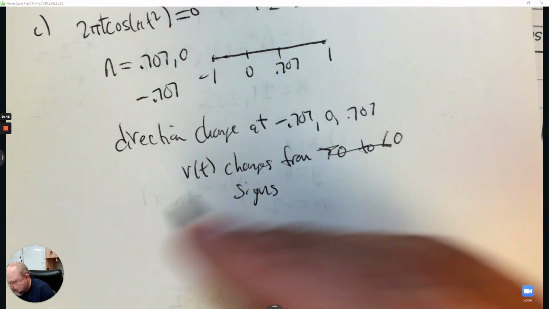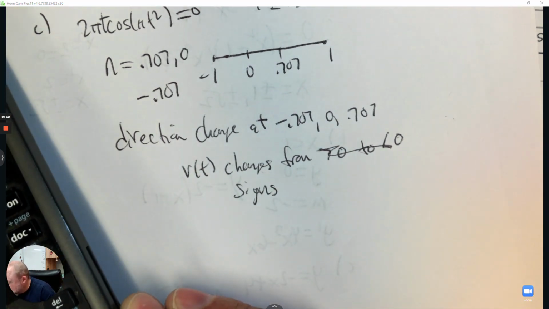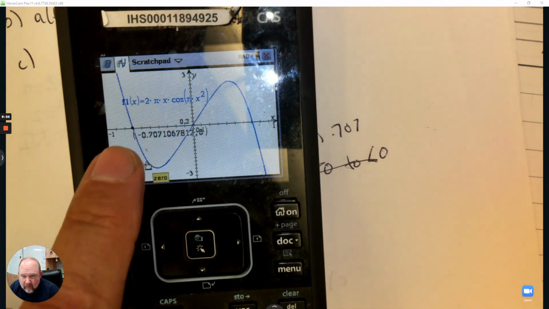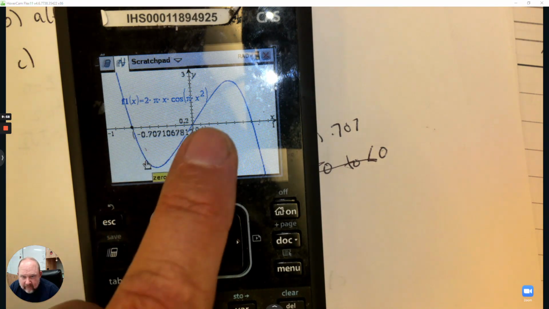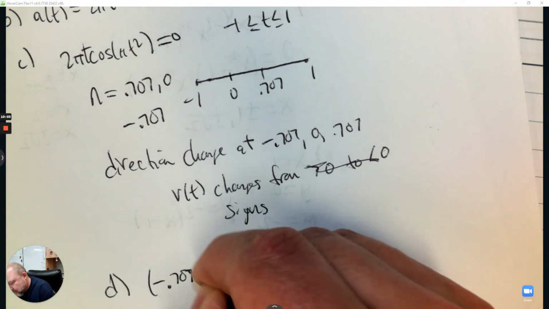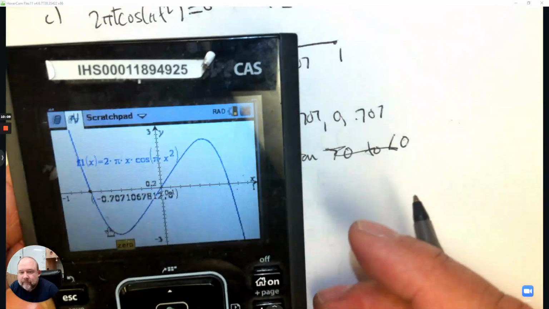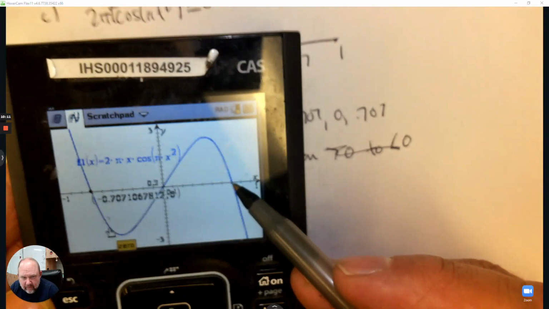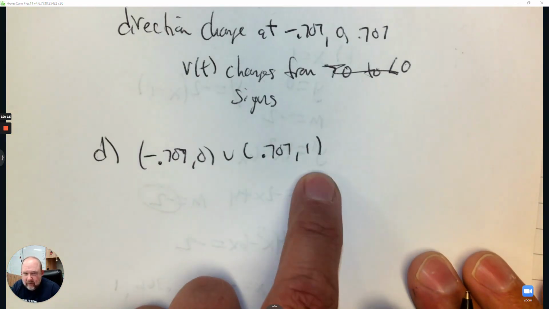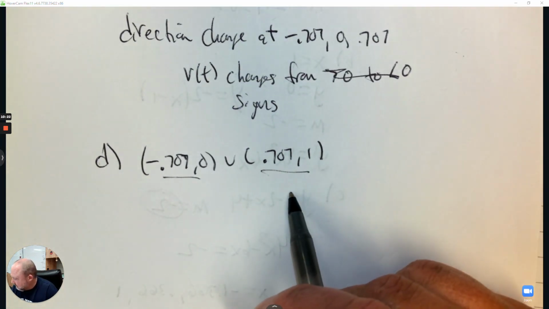All right, part D. It says find all values of x where it's moving to the left. So it's moving to the left when it's below. It's going to be below from negative 0.707 to 0. And where else is it below? From 0.707 to 1. Because these are negative, it's moving to the left. If it's positive, it's moving to the right.